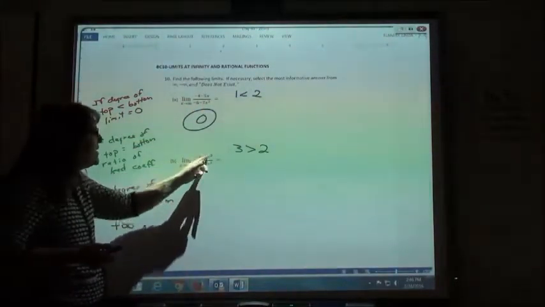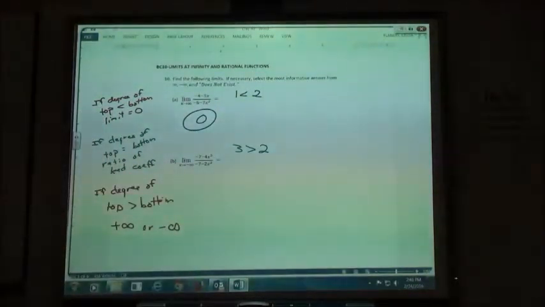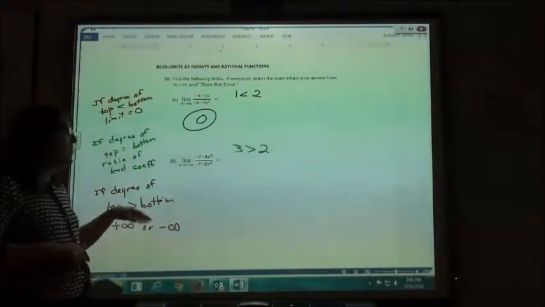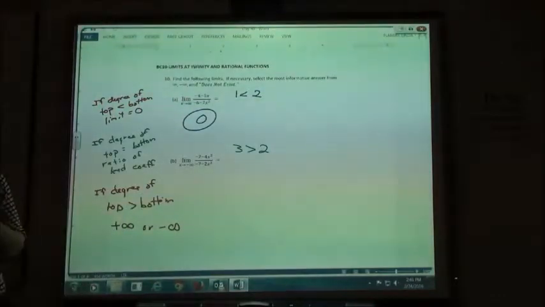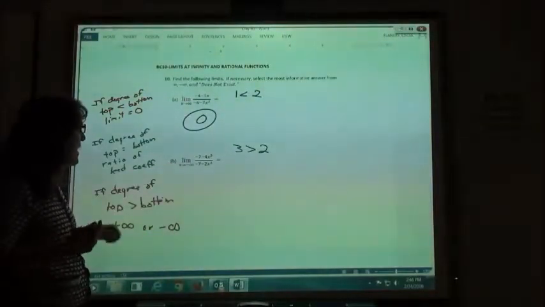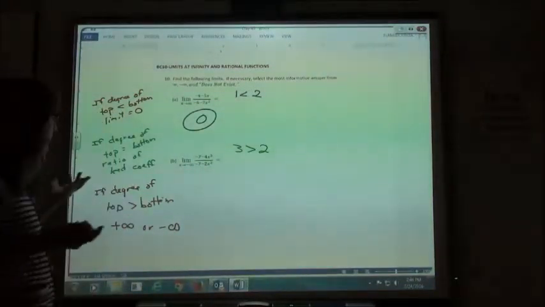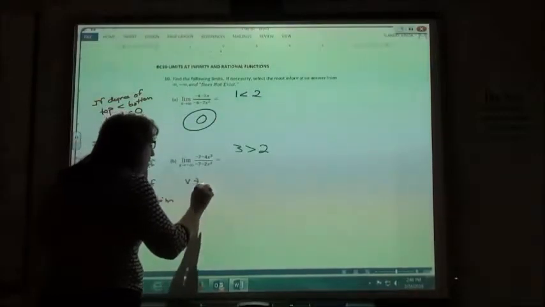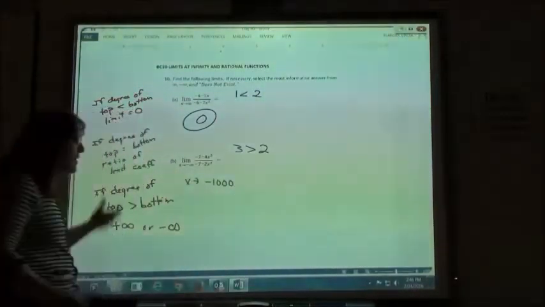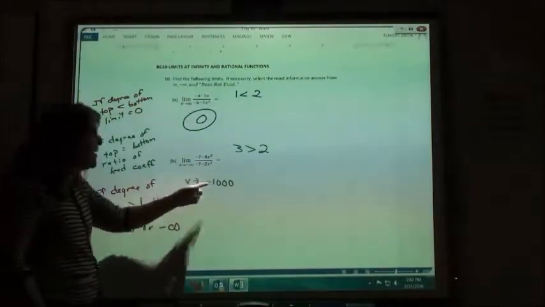So here my highest exponent is 3. Here it's a 2. 3 is greater than 2. So it tells me the degree of the top is greater than the degree of the bottom. So I know my answer is either going to be positive infinity or negative infinity. So what I need to do is figure out the sign of my answer as I approach, in this case, negative infinity. Now, if I'm going to approach negative infinity, I want a big negative number. I'm just going to use negative 1,000. That's probably big enough. You probably don't want to use negative 1 or negative 2. It's kind of small, but we're going to use negative 1,000.